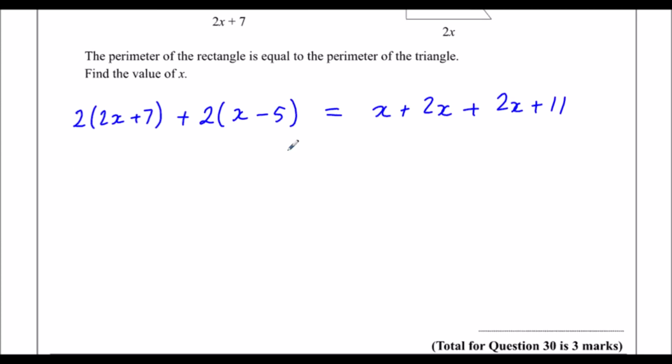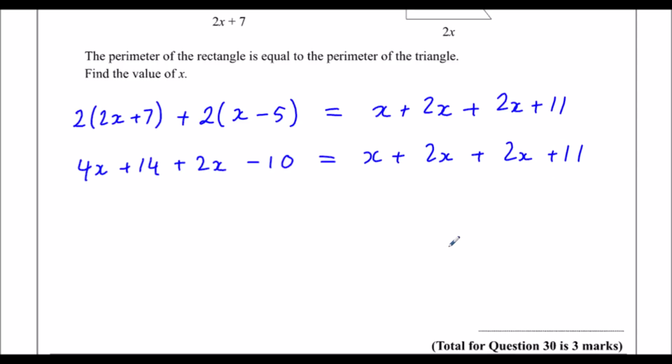So I'm going to expand the brackets first. 2 times 2x is 4x. 2 7s are 14. 2 times x is 2x. 2 negative 5s are negative 10. And I'll just rewrite this side for now. Now I'm going to collect all the like terms. So on my left side, I've got these x terms, 4x and 2x. That makes 6x. And I've got plus 14, take away 10.